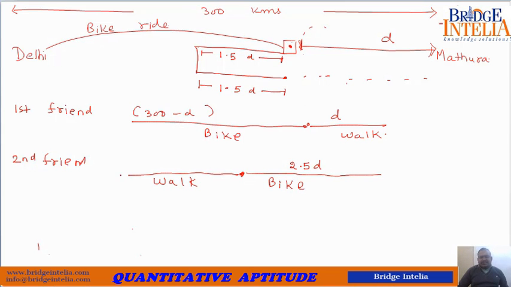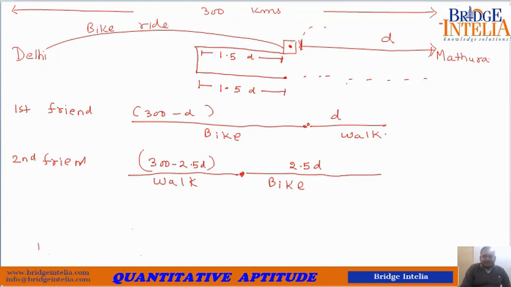That means the distance he was walking was only 300 minus 2.5d, because the total distance is 300 kilometers. Now based on these two facts you will be able to solve this question. Why? Because both these friends have taken the same time to reach from Delhi to Mathura. They started together and they reached together. So now you can form an equation based on this fact.